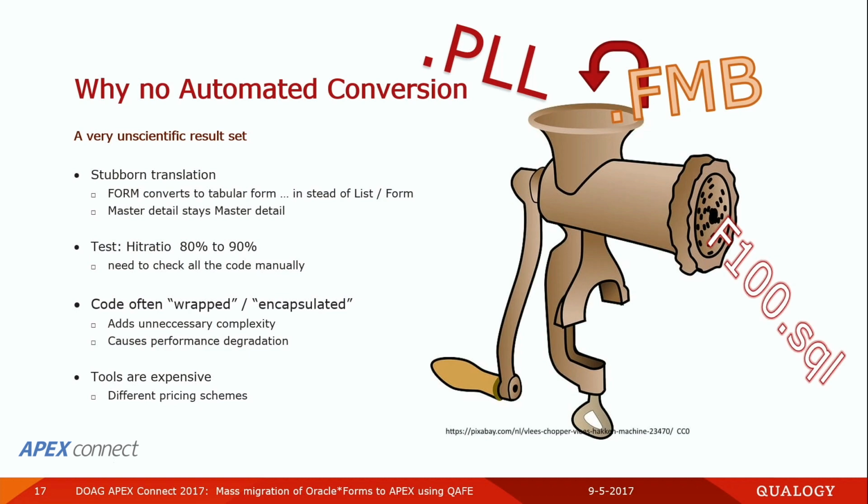If you have a form, it will be translated to a tabular form instead of a form and a list, or the other way around. You cannot choose. If you have a master detail, it stays a master detail, even when it's better to have a list and a context and another list. The hit ratio of the forms, for the code, is, call me a number. It's not 100%. I need 100%.